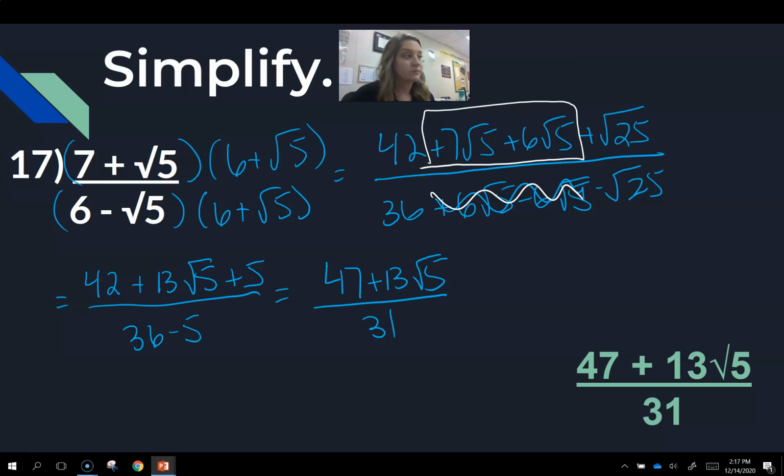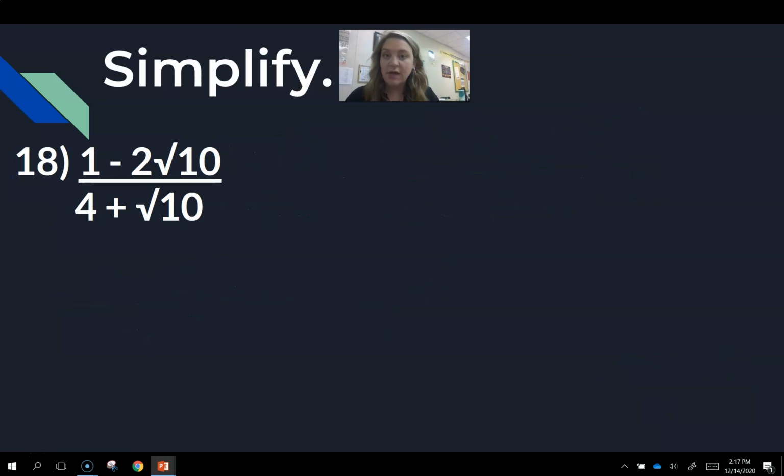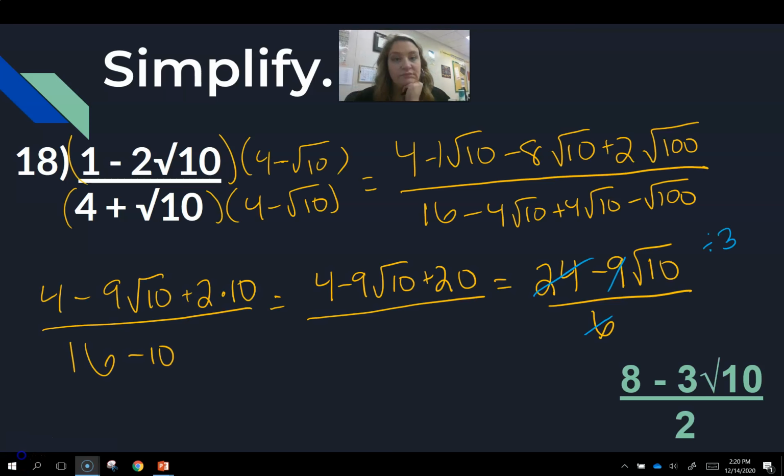All right, here's another one. Pause and come back and check your answer. This one I would relate to the one we just did would help. Number 14, I would say, is the most like this one. So I want you to pause and try it. All right, so check your answer with mine. Multiply by the radical conjugate using 4 minus the square root of 10.